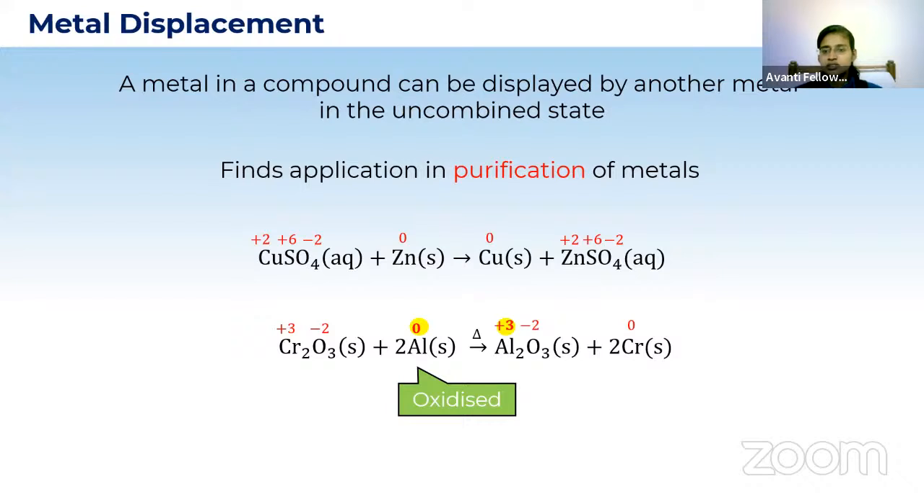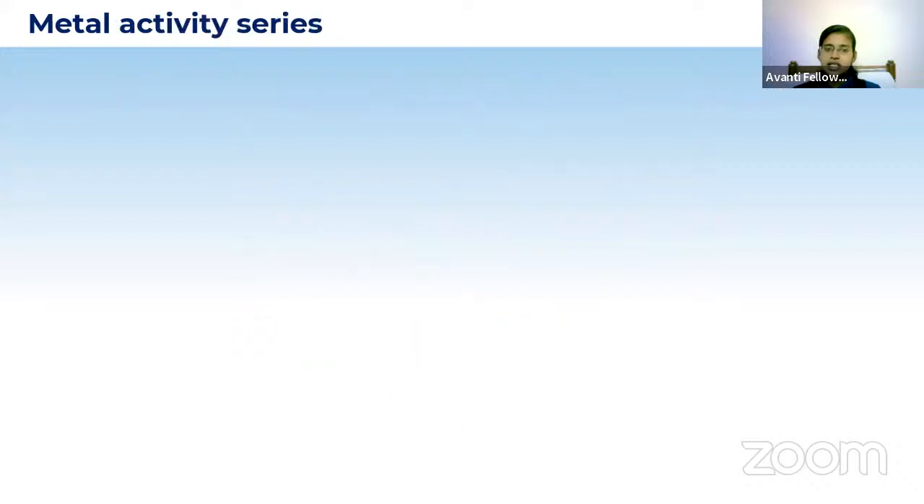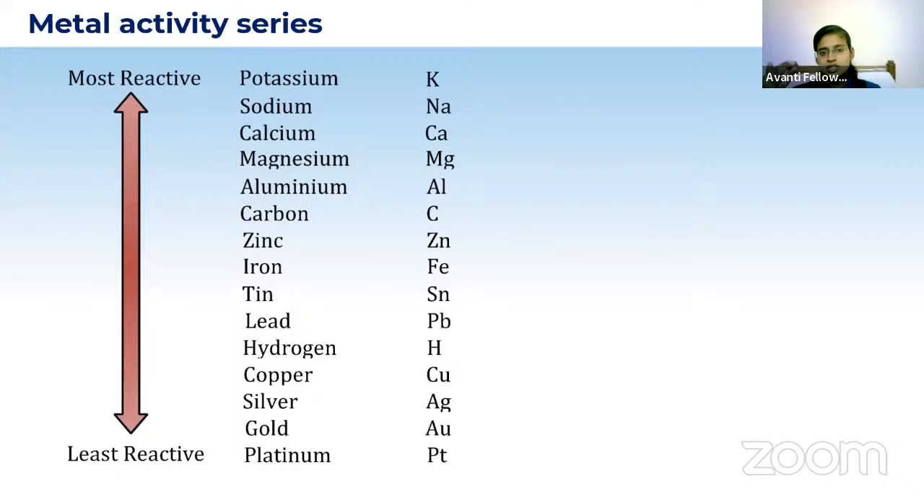Any doubt in finding out the oxidation state for any element? Okay. So now the next topic is metal activity series. This is one of the small topics which comes after metal displacement. Okay, so what is metal activity series? All the metals are arranged in the order from most reactive to least reactive.